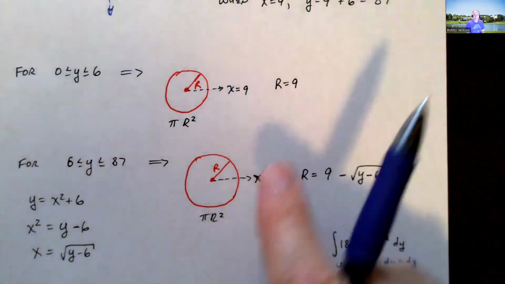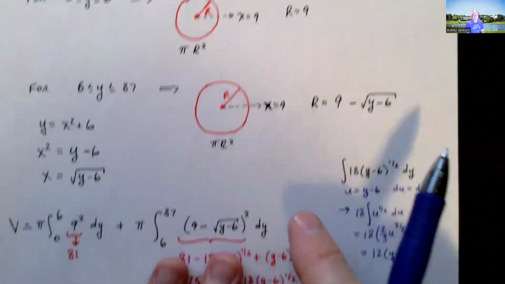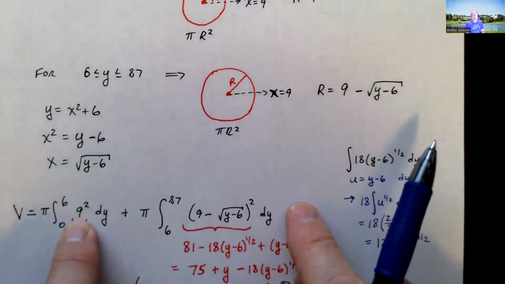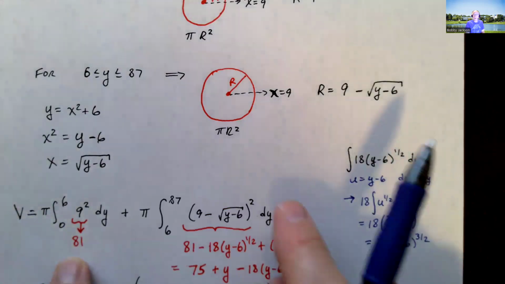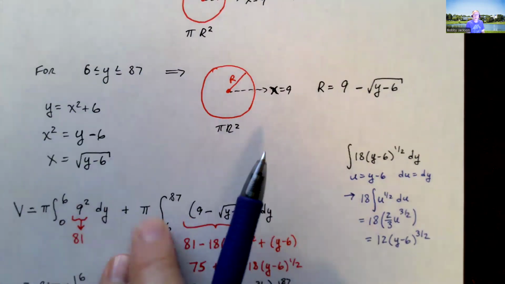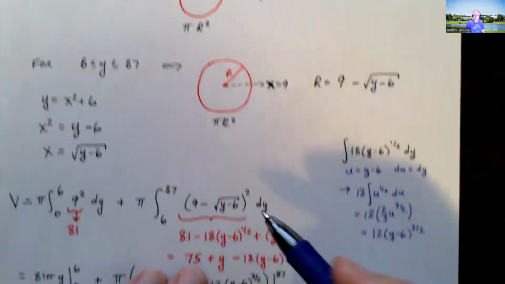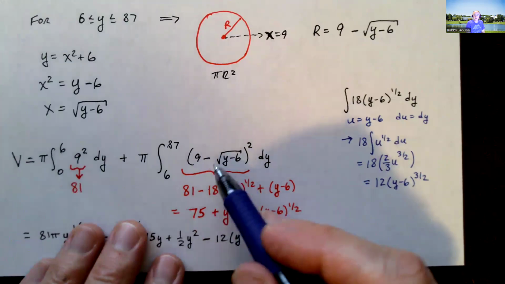So it's going to work. So I integrate pi r squared, where r is 9, from 0 to 6. That's what I've done here, integrating from 0 to 6. I pulled the pi outside. R is 9, so that's 9 squared, 81. I can even pull the 81 outside because it's a constant multiple. And then from 6 to 87, I'm going to integrate pi times this r all squared. So I've got to do a little work there. And so I want to clean this up by squaring this out.